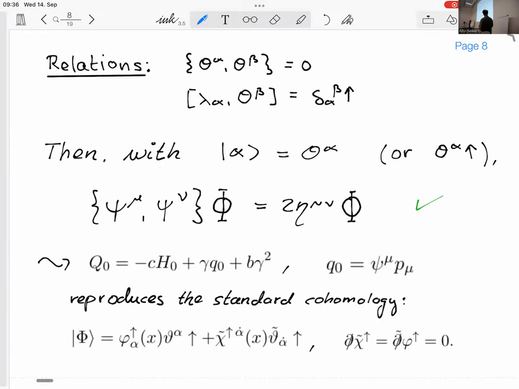Here is just summarized again. We impose on this algebra these relations: the theta alpha, theta beta anti-commutator is zero, and theta alpha with lambda is equal to the shift. And those are the only relations. No relations between shift and lambda. Oh, this I didn't write, I should have written: shift and lambda are supposed to commute.